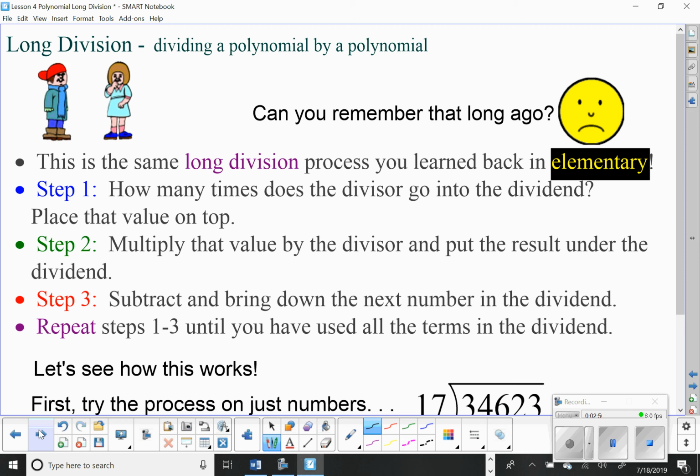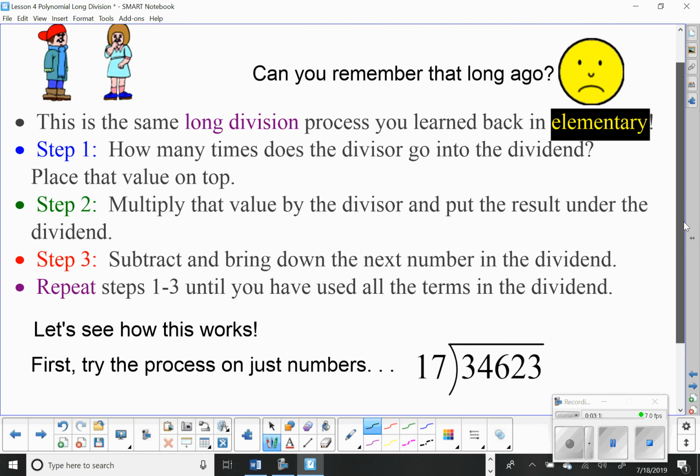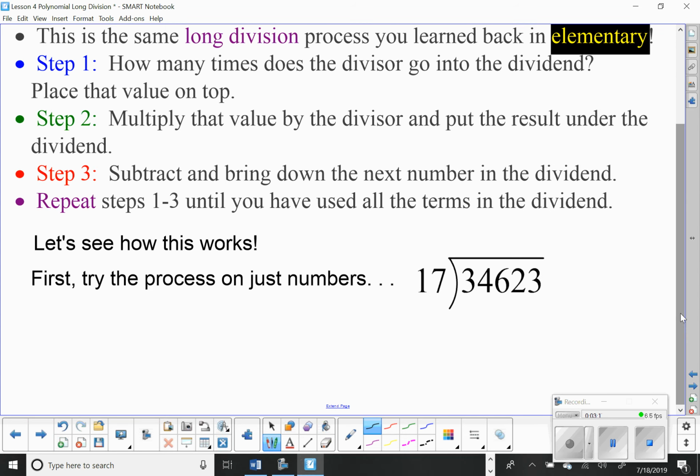Step 1, how many times does the divisor go into the dividend? Place that value on top, multiply that value by the divisor, and put the result under the dividend. Subtract, bring down the next number in the dividend, repeat steps 1 through 3 until you have used all the terms in the dividend. And then you either have a remainder or a decimal or something. So we're just going to stop with remainders. Let's take a look at how this works.